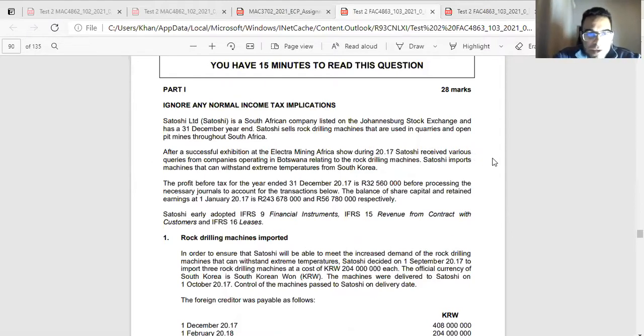So let's read this. It says Satoshi Ltd is a South African company listed on the JSE and has a 31 December year end. Satoshi sells rock drilling machines that are used in quarries and open pit mines throughout South Africa. So remember, they sell that. Whenever they make such a sale, it is revenue, and any of those items on their balance sheet would be inventory. Any of those items in their storeroom would be inventory. Okay, so that's what we know.